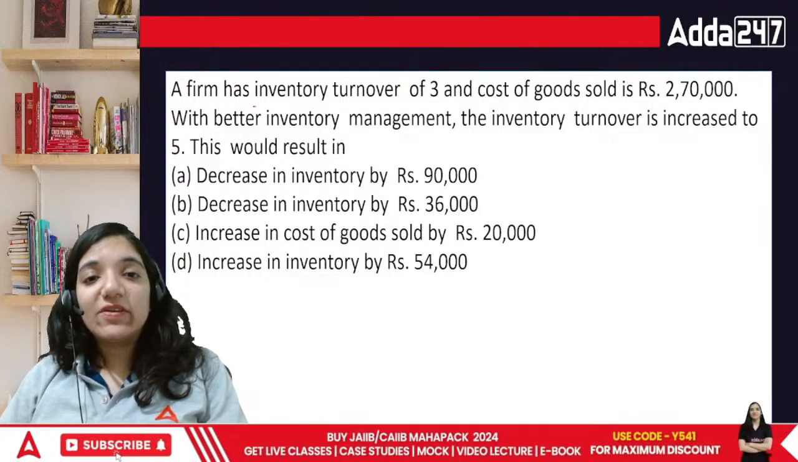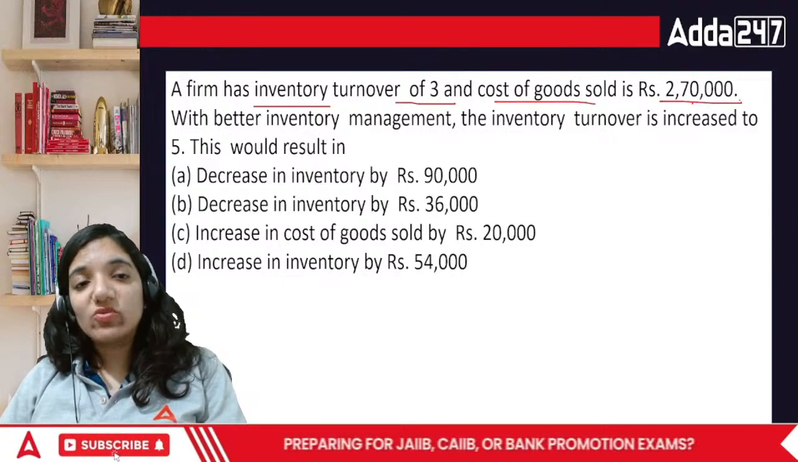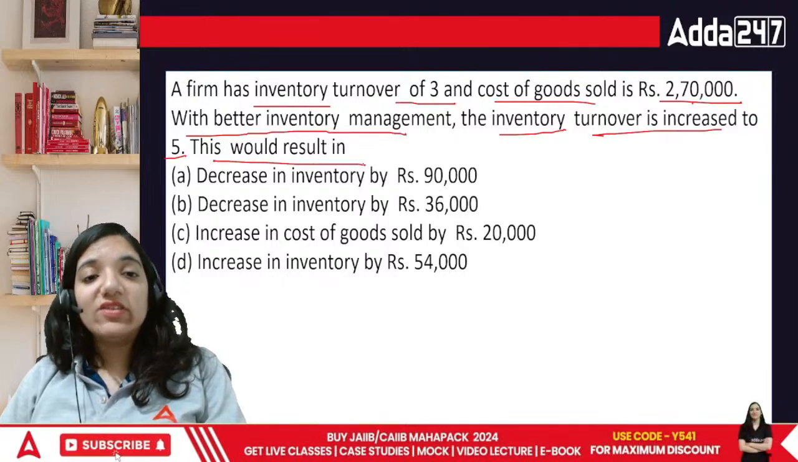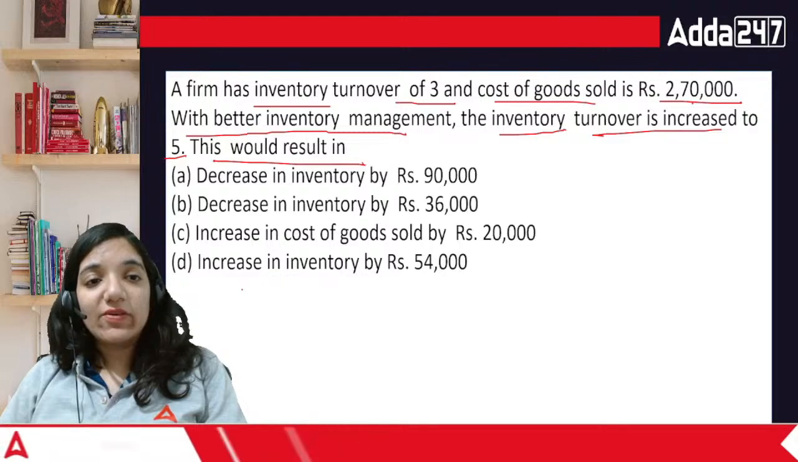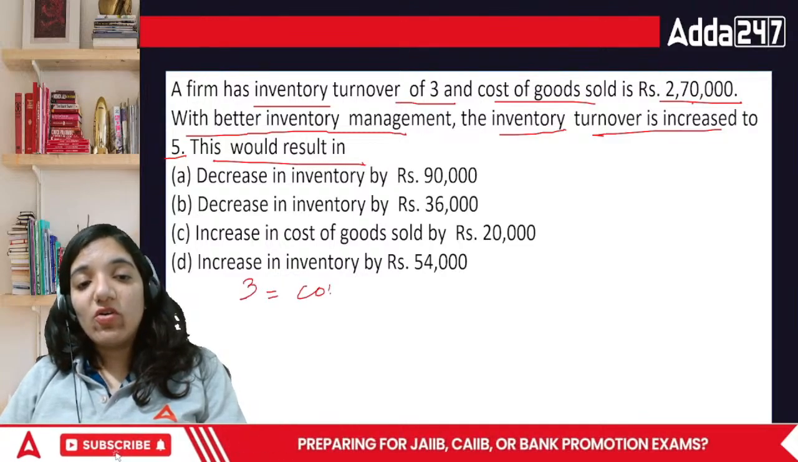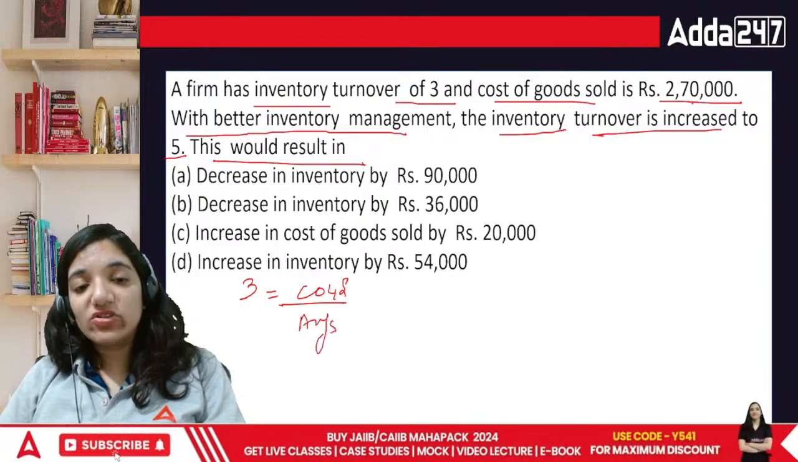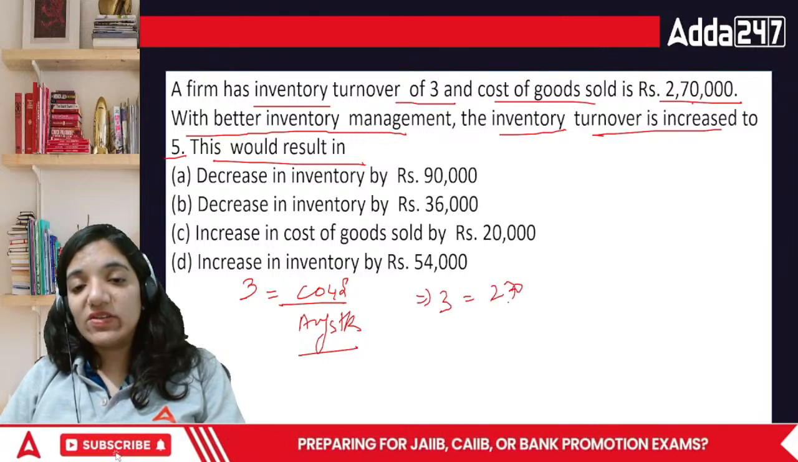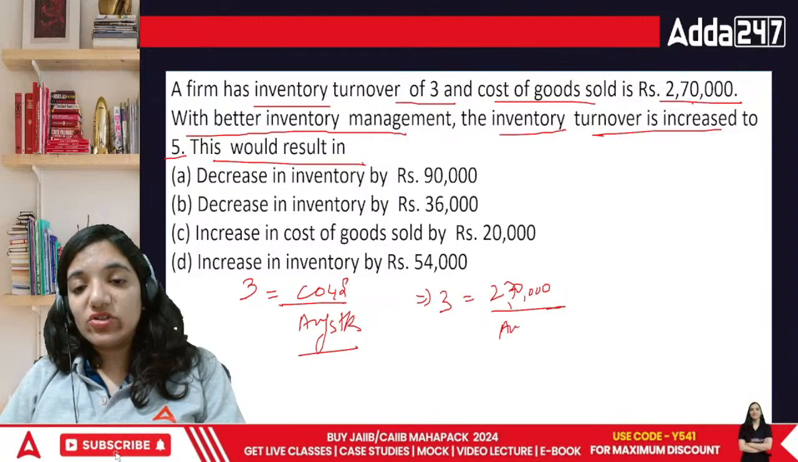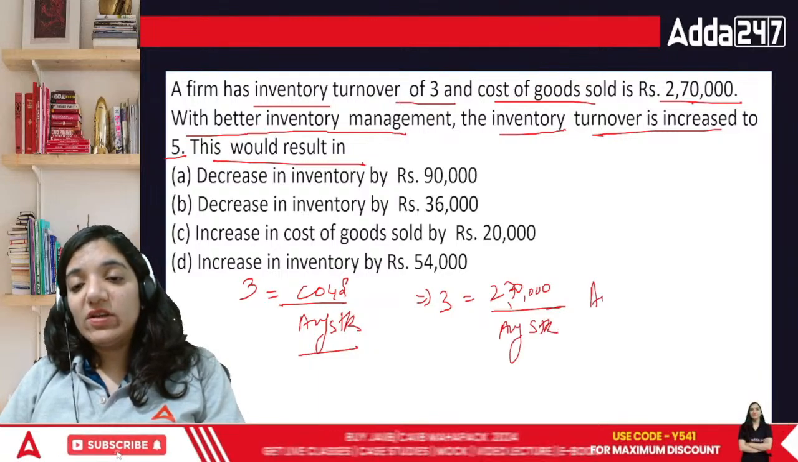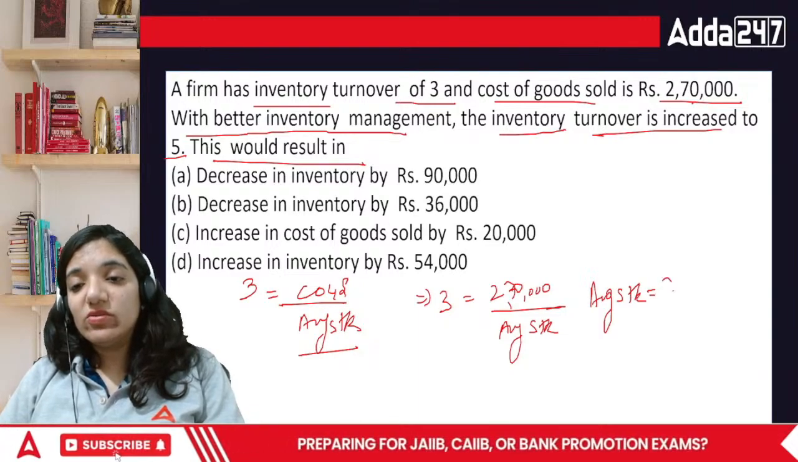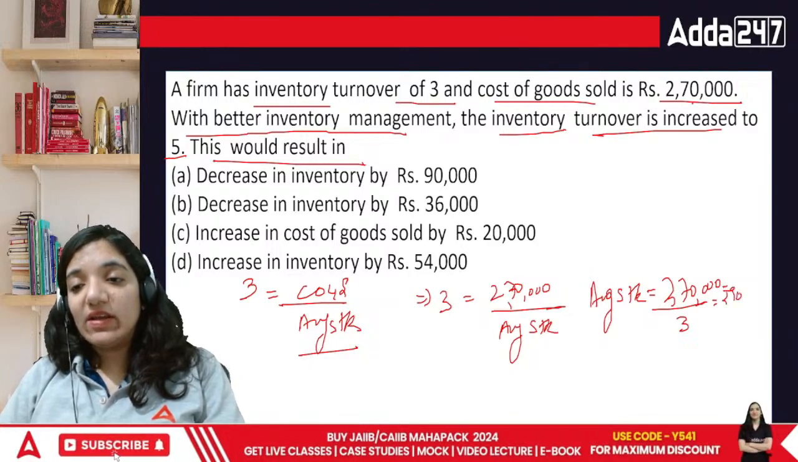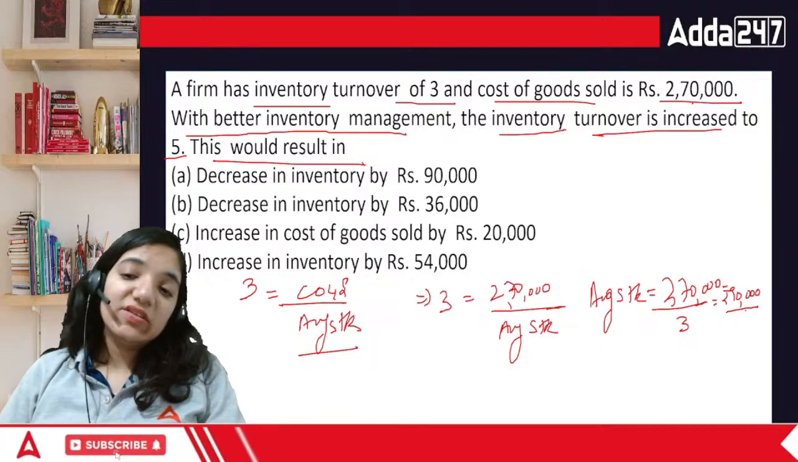A firm has an inventory turnover of 3 and cost of goods sold as 2,70,000. With better inventory management, the inventory turnover is increased to 5. This would result in... First of all, look at the question. Inventory turnover is 3, which is COGS upon average stock. In this case, 3 is equal to 2,70,000 divided by average stock. It comes out to be average stock is equal to 2,70,000 divided by 3, which gives me rupees 90,000. This is my current average stock.